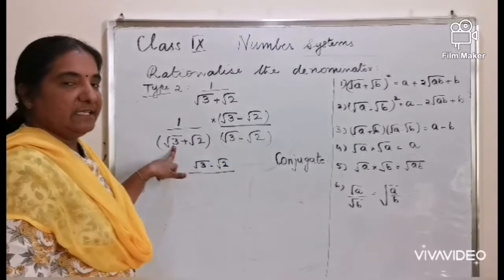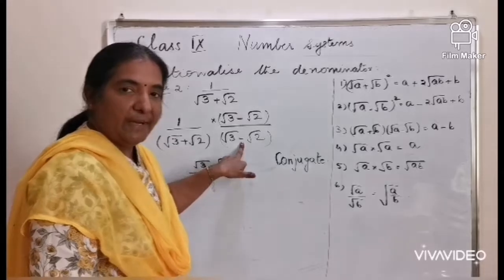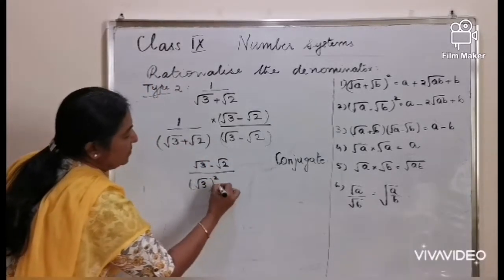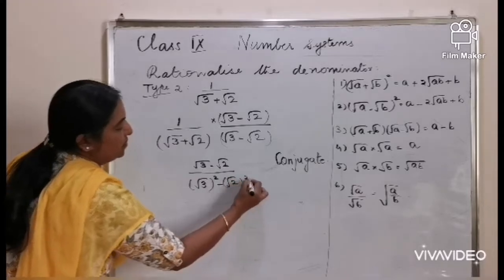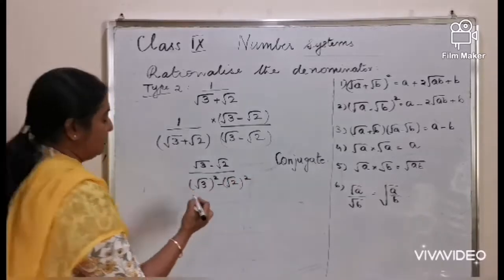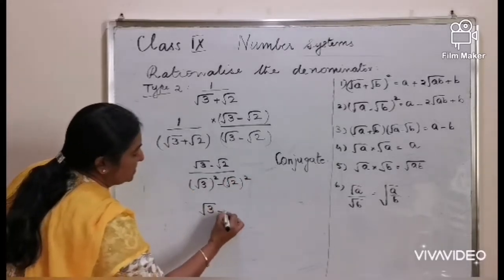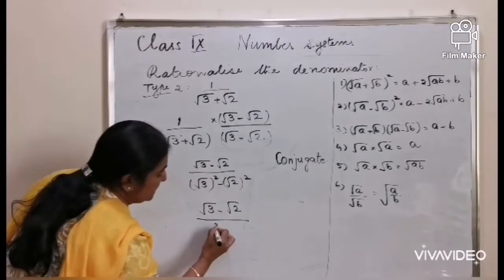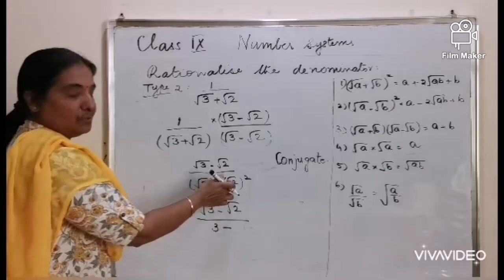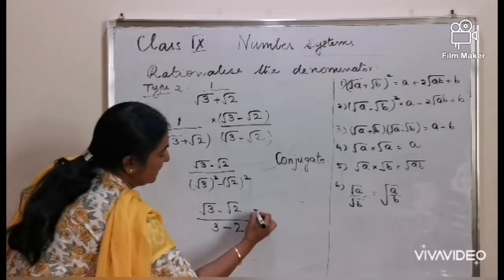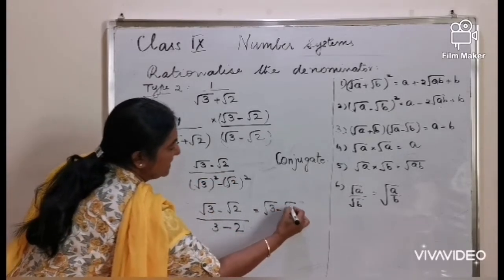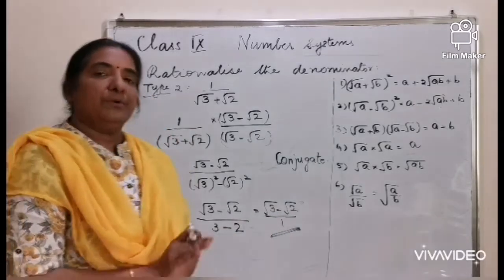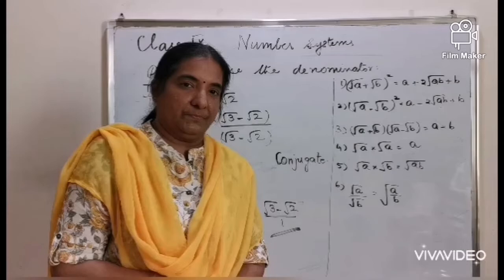It takes the identity of a plus b into a minus b, and it is root 3 the whole square minus root 2 the whole square. The final answer is root 3 minus root 2 by root 3 the whole square is 3 minus root 2 the whole square is 2, and the final answer is root 3 minus root 2 by 1, or root 3 minus root 2.